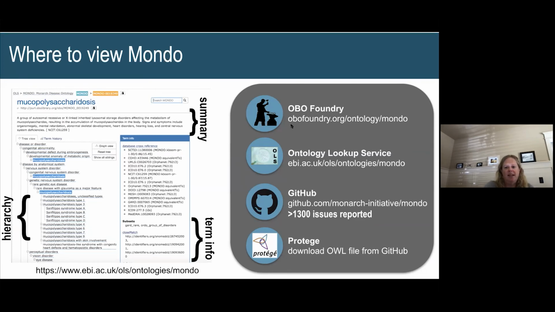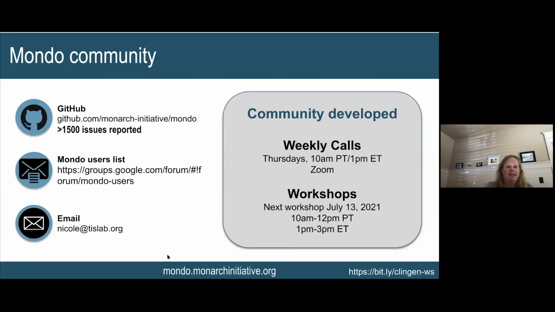And then other places where you can view Mondo: also going to the OBO Foundry page that I mentioned earlier. This page has links to all of the release files and other information about Mondo. You can also go onto our GitHub website and download our OWL files directly from GitHub, and you can view them in the ontology software Protégé. If you're familiar with using Protégé, this is my preferred way to look at Mondo, but it's a little bit unintuitive if it's not something you're familiar with. So the Ontology Lookup Service is probably your best bet.